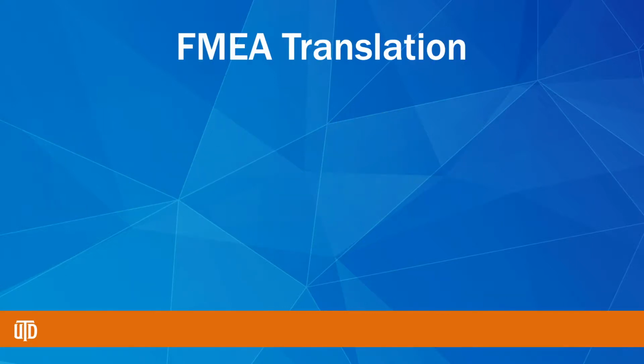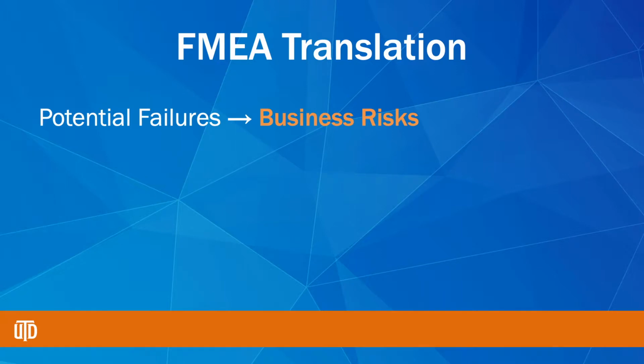So let's talk about the translation. So we're going to keep the methodology the same for the most part. However, instead of considering potential failures, we are going to be considering business risks. And business risks are simply failures in the software that can lead to some net loss in the company. We will also still be assigning severity, occurrence, and detection levels to each of the risks, and we'll be calculating an RPN for all of those as well.